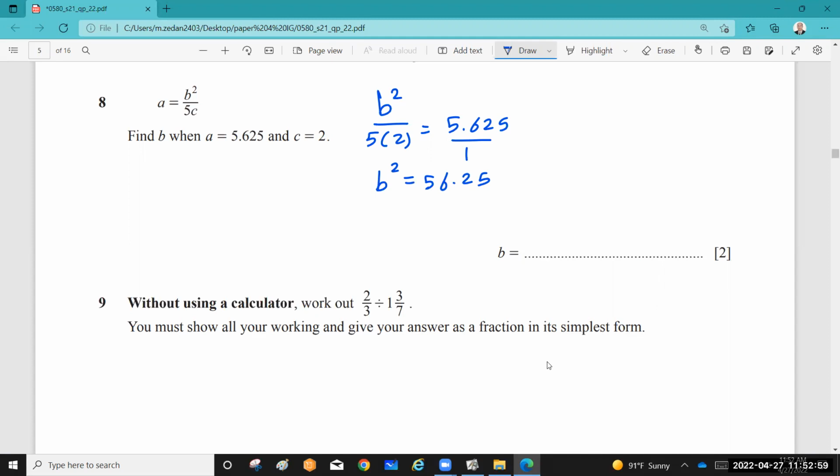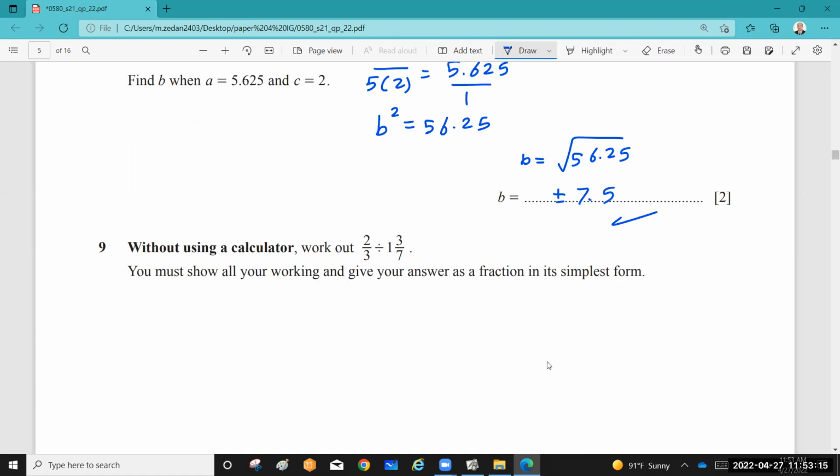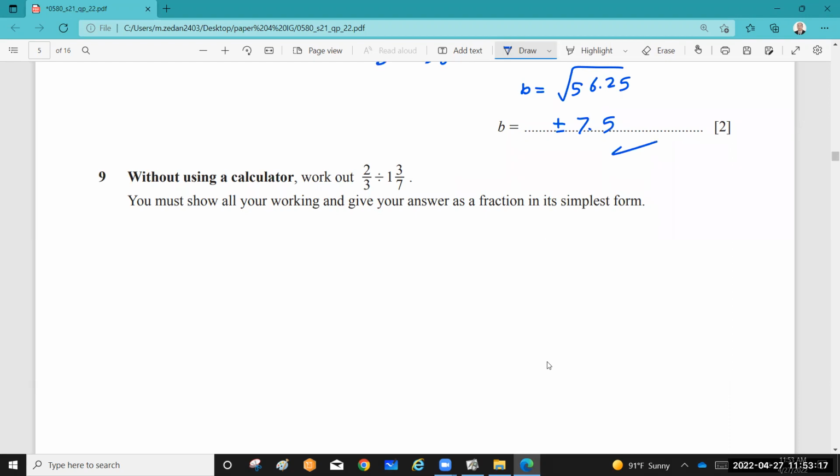Just take a square root, and you will get positive or negative. The b here is the square root of 56.25, plus or minus 7.5. That's it.